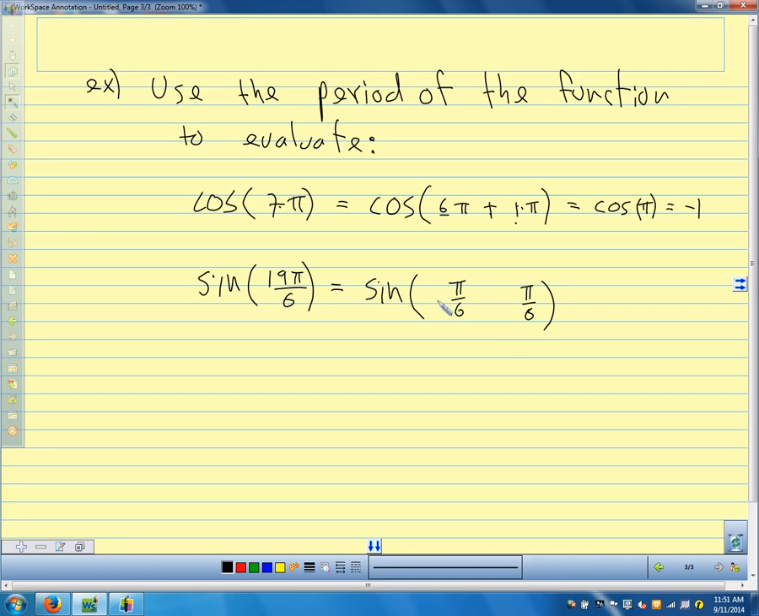So what did you say? 12 pi over 6 plus 7 pi over 6. Sine is periodic. Sine, the sine function. This is a multiple of 2 pi. So this is just equal to the sine of 7 pi over 6.